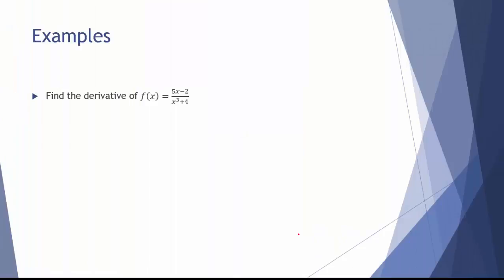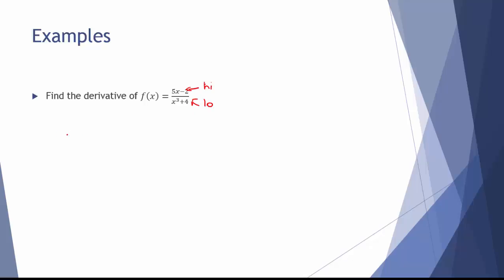Let's take a look at an example. Find the derivative of f of x equals 5x minus 2 over x cubed plus 4. So this 5x minus 2 is going to be my high function, my numerator, and x cubed plus 4 is going to be my low function, my denominator.